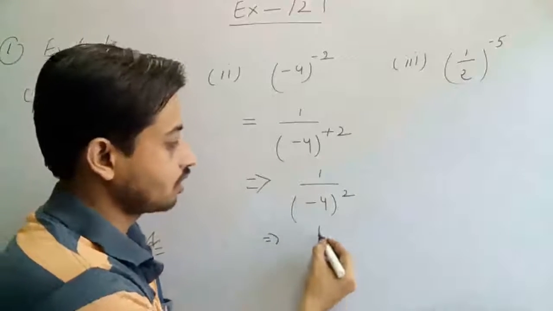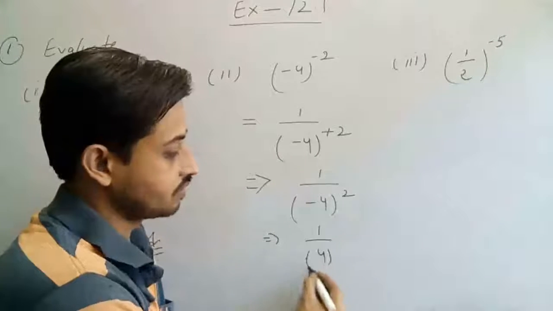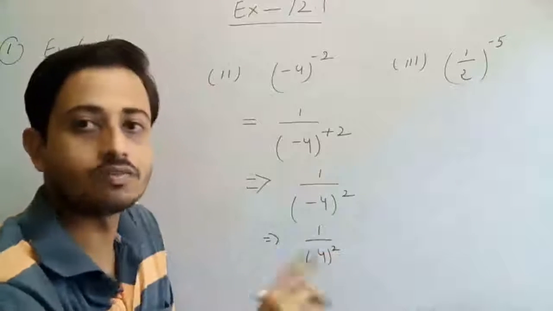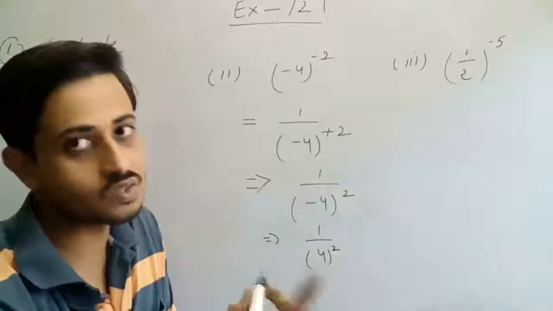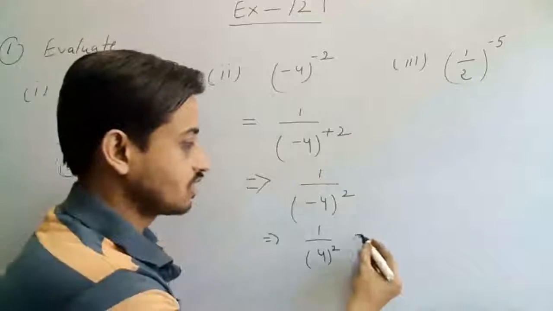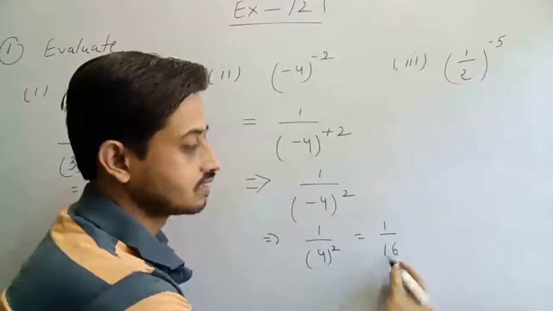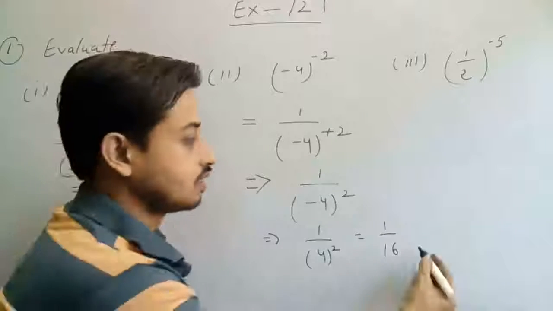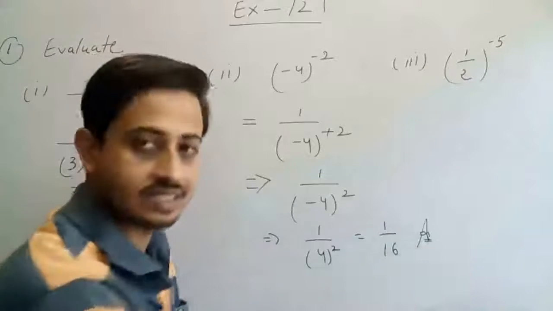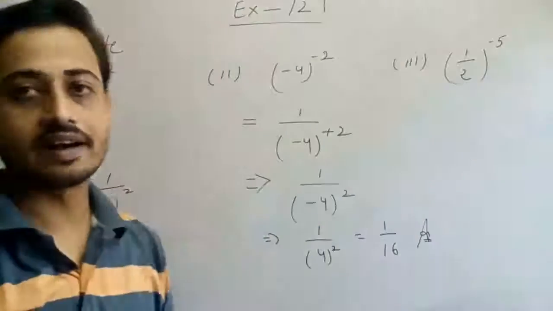Now the exponent is negative and the power is even, so negative sign can be removed. So we get what? 4 raised to the power 2, and 4 raised to the power 2 means 4 has 2 times. 4 into 4. So the answer is what? 1 as it is, and 4 raised to the power 2 is 16. So answer is what? 1 upon 16. Now look at the third part.